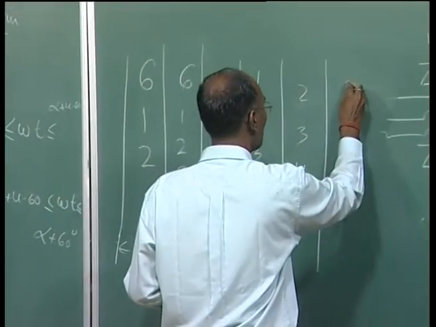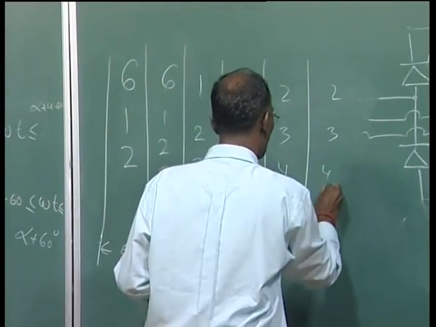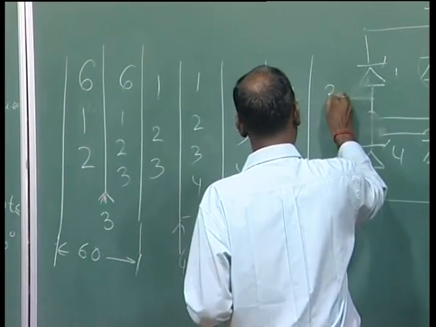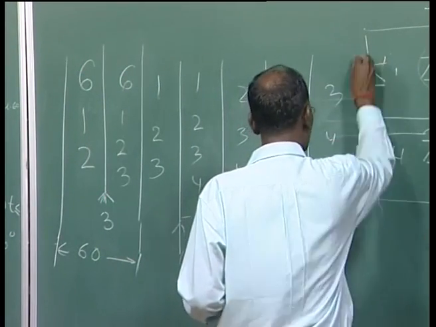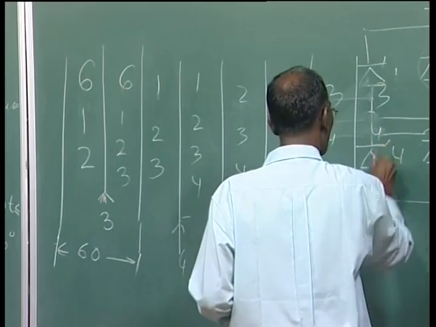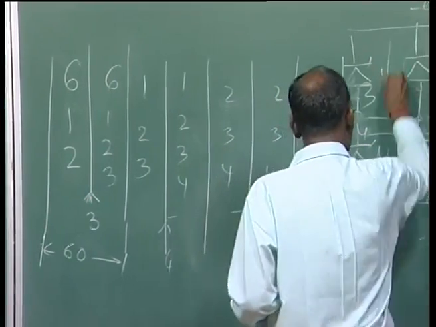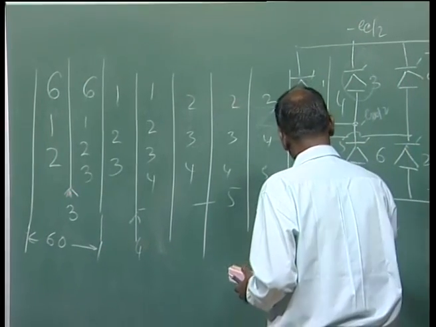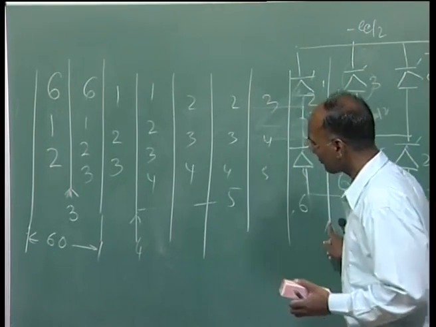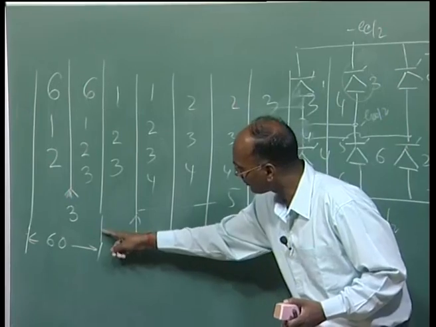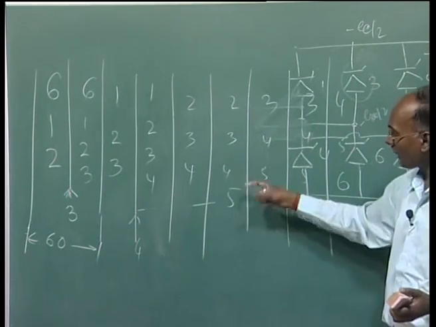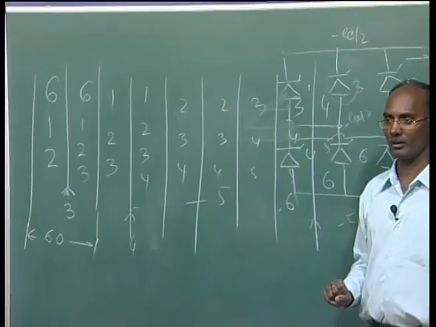Then we are going to have 2, 3, 4, 5. Then we are going to have 3, 4, 5. Then we are going to have 3, 4, 5, 6. Then here we are going to have 4, 5, 6. Up to this portion the current across valve 3 was there, and a different scenario is there.